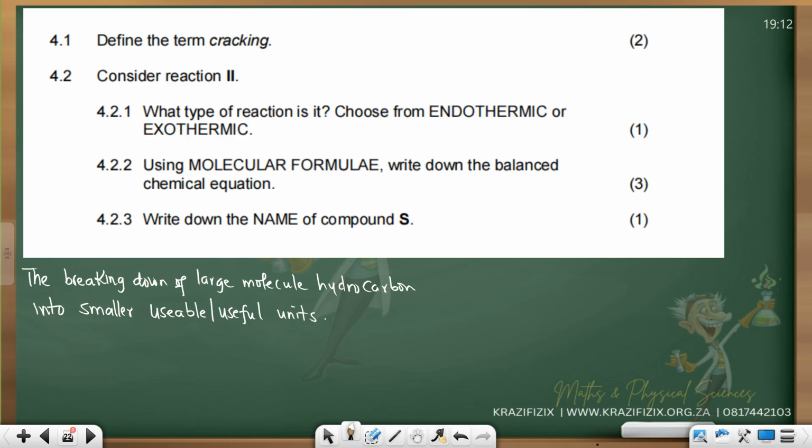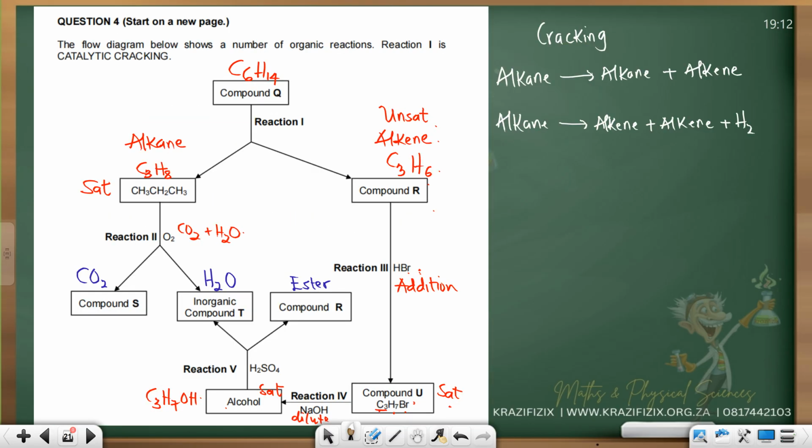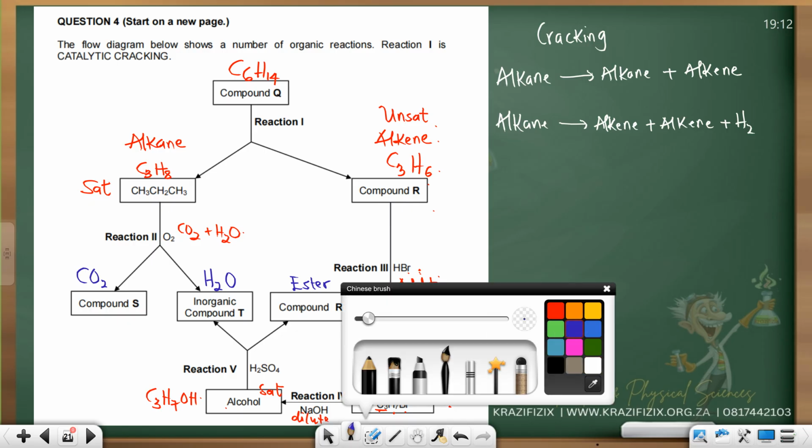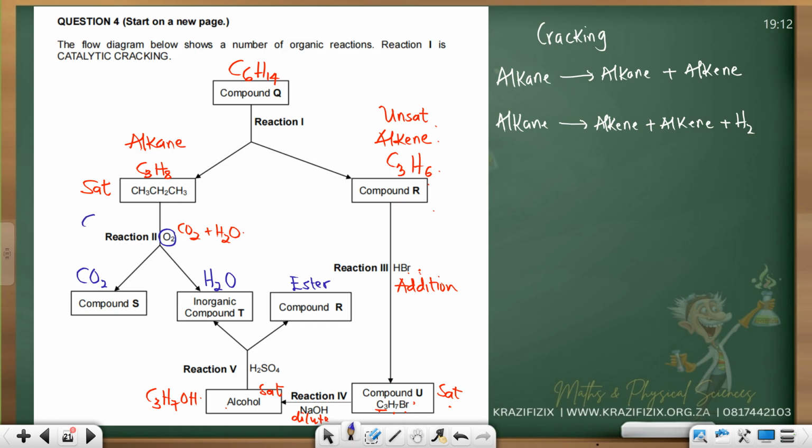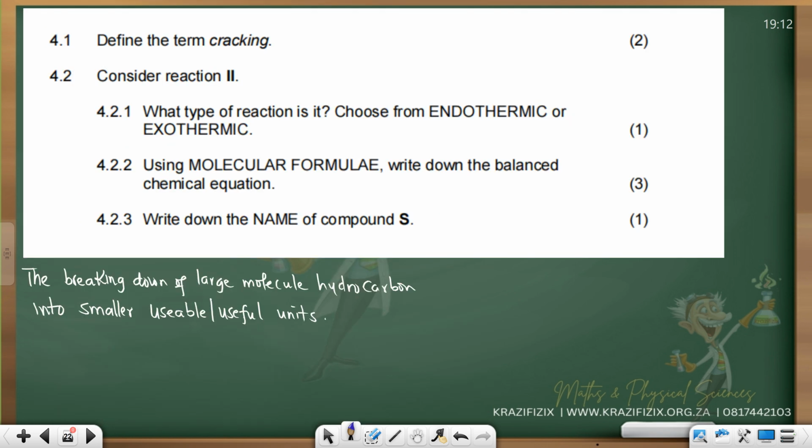Consider reaction 2. What type of reaction is this? Endo or exo? Can we go back to reaction 2? Oh, this is exothermic. There is a reaction here with oxygen. So this is what? Combustion. If it's combustion, it has to be exothermic. Beautiful.